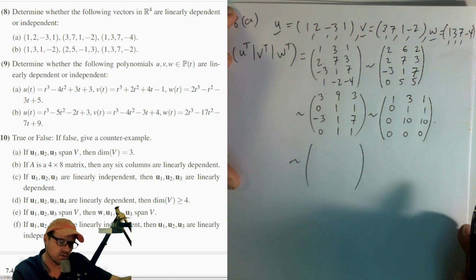So let's replace row 3 with row 2 minus 1/10 of row 3.